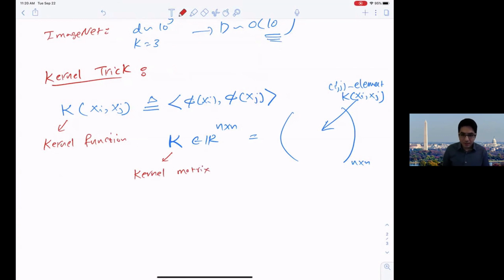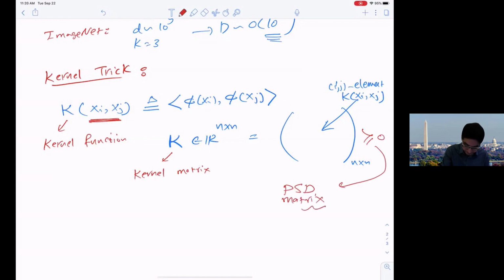So this kernel matrix has nice properties. Obviously, it is symmetric, because if you just look at the definition of this kernel function, you'll see the symmetry here. It is also positive semi-definite. It's a PSD matrix. And you can easily see that because this is basically the inner product of the two transformations of your input samples.